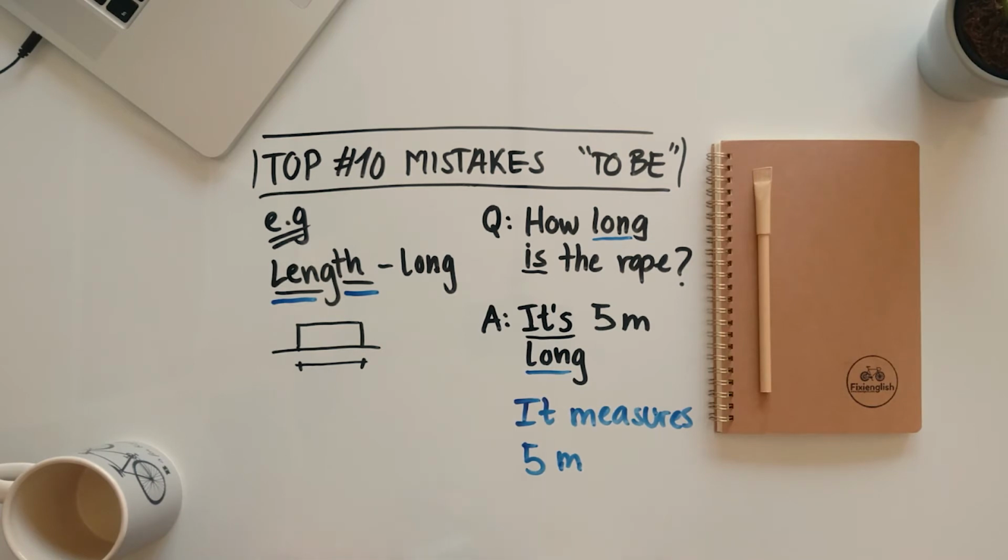A question could be, how long is the rope? And the answer would be, it's 5 meters long. As you can see, we're using the verb to be in both sentences. It would never sound natural in English to express, it measures 5 meters.